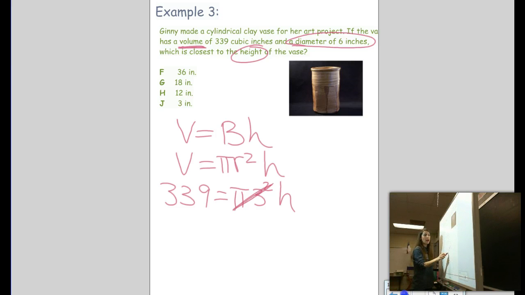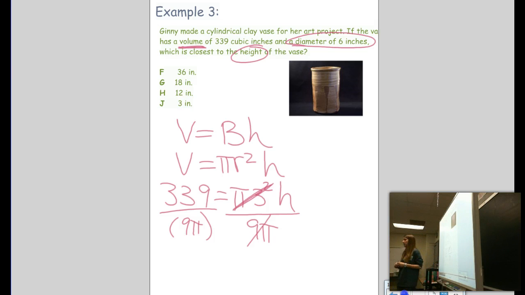We want to undo 9 pi. We want to divide by 9 pi. So take 339 and divide it by 9 pi. Make sure you use parentheses around the 9 pi, because if you don't, it'll divide by 9 and then times it by pi. You have to put parentheses around the 9 pi. Protect it. Glue it together. This time you actually have to put pi. Very good. 11.98. What does that equal? Well, h.